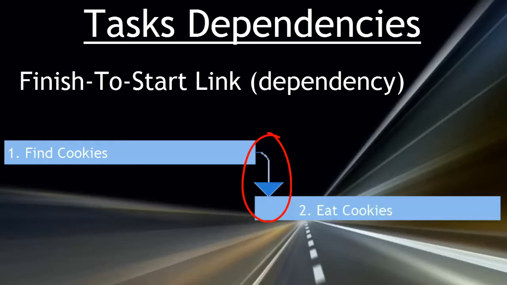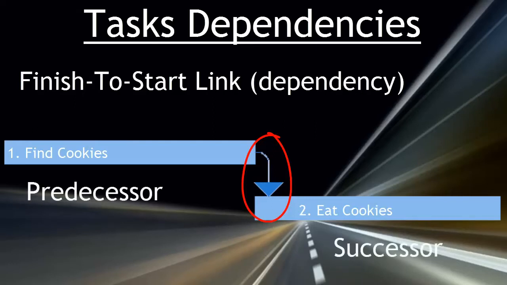The first task in a finish to start link is called the predecessor. The second task is called the successor.